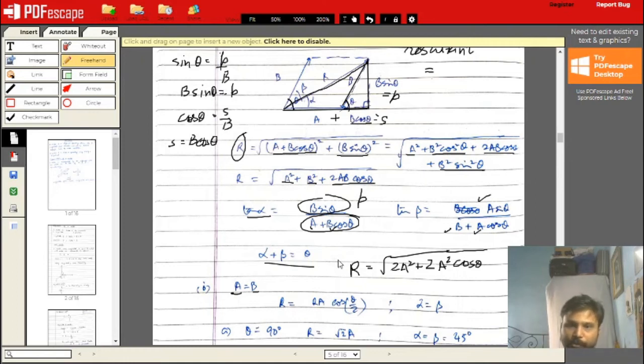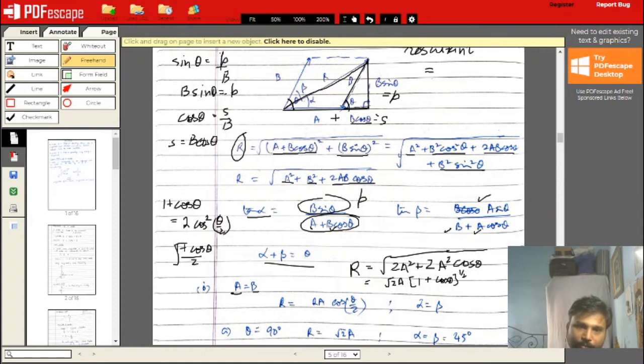So we take out 2A square. When we take out 2A square, we get root 2A, and we get 1 plus cos theta. Now 1 plus cos theta is equal to 2 cos square theta by 2. This is a well-known identity which you should learn. This is called the half angle formula.